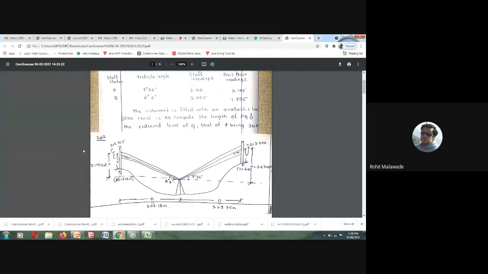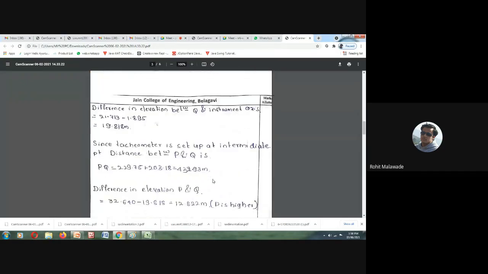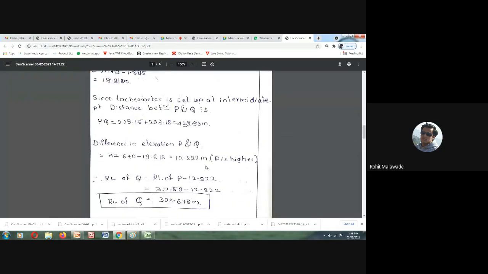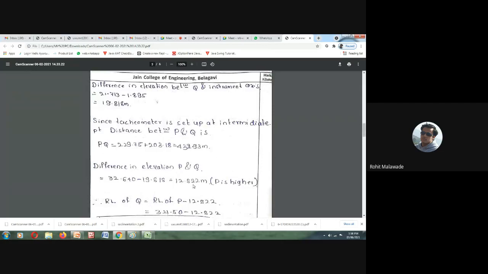Is it clear? Suraj, is it clear? Yes, sir. Okay. Now, this is the difference in elevation, that is 12.822, the difference between P and Q. Now, here P is higher. Why is P higher? Because the P value is higher over here. So P is at a higher elevation.